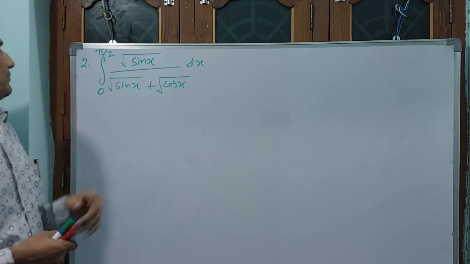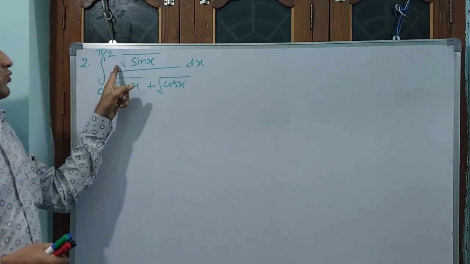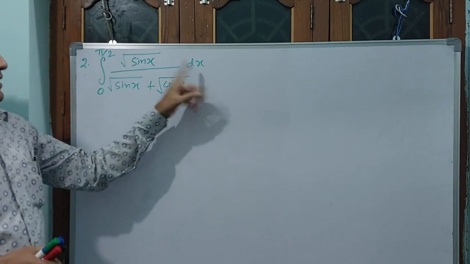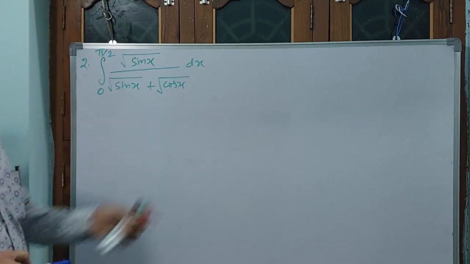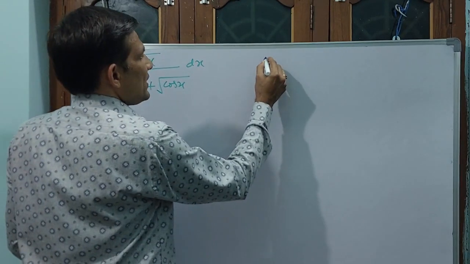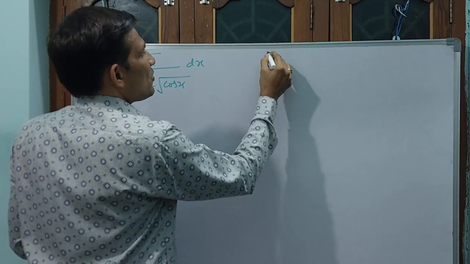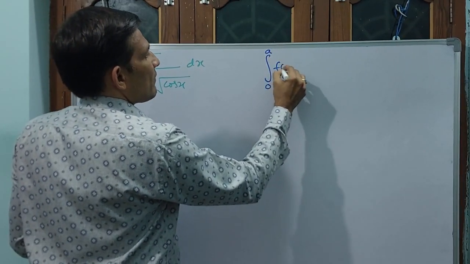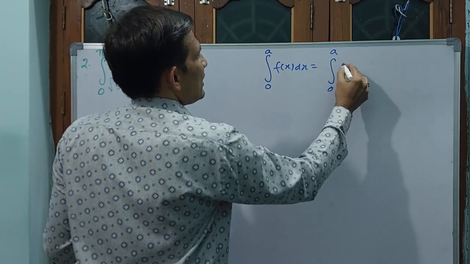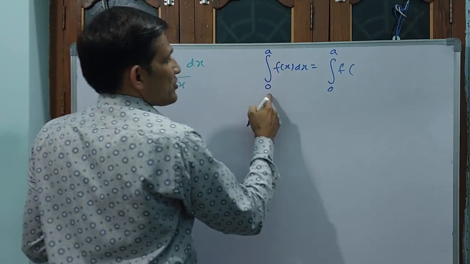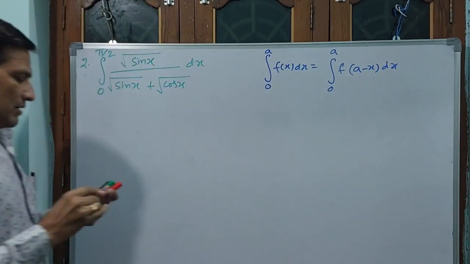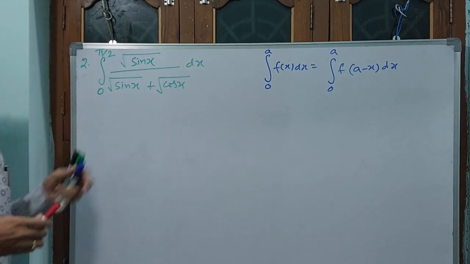See the second question: integral 0 to pi by 2 of square root of sin x divided by square root of sin x plus square root of cos x dx. See this formula, the same formula I am applying again here. Integral 0 to a of f of x dx is equivalent to integral 0 to a of f of a minus x dx. Based on this formula, I am converting again.